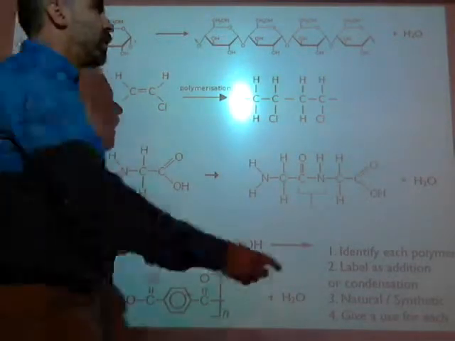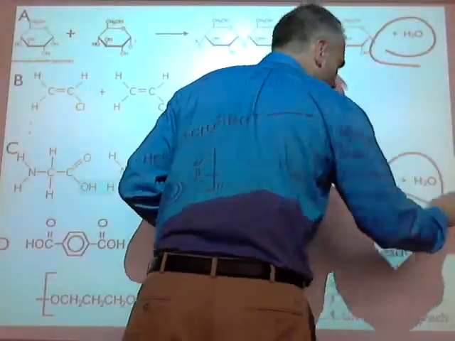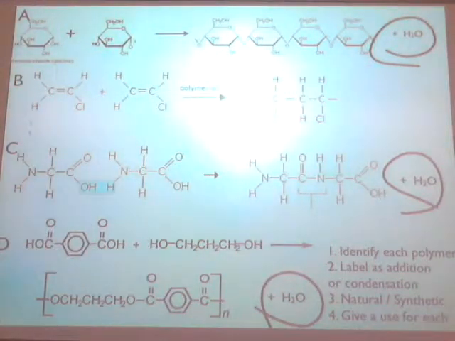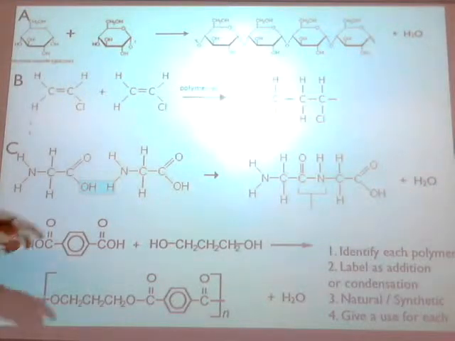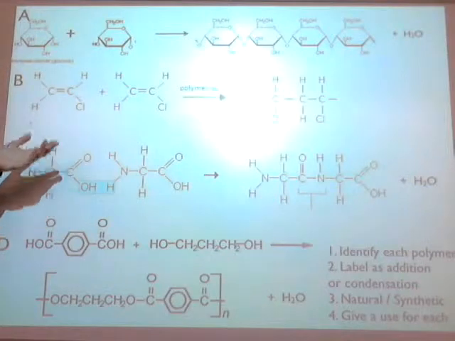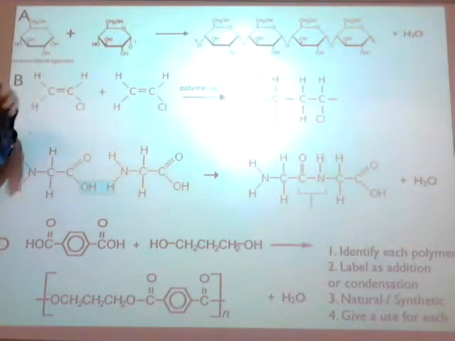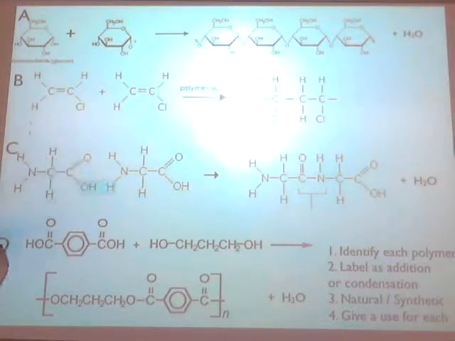All right, now let's talk about the other things you were asked about these guys. Clearly, the condensation ones are going to have water or some other molecule given off. So those are the three condensation ones, right? Yep. The other guy's addition. Let's talk about natural versus synthetic. Now, you should know that starch and cellulose are natural polymers. Amino acids, proteins are natural polymers.